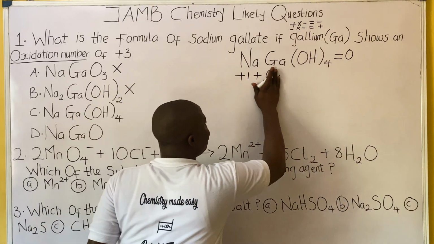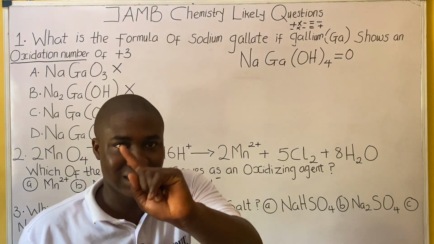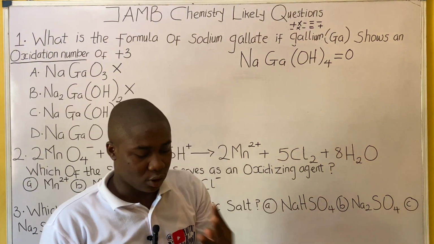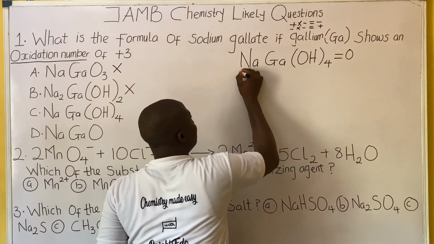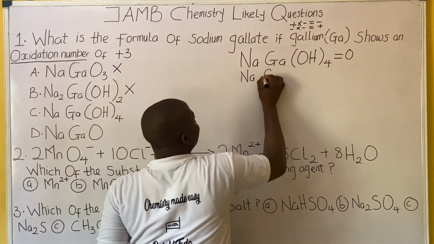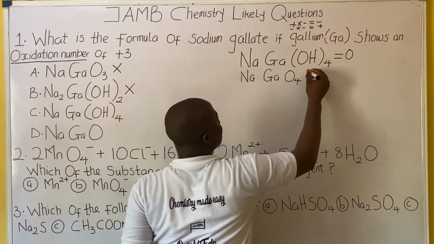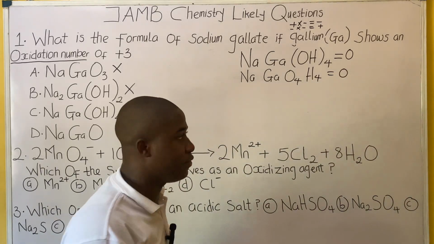Remember, what did I tell you? Before you actually do all of these things, make sure that you are writing the compound in a way that you understand and won't be hard. Though I can solve like this, since you are just coming up, it's very important for you to understand it step by step. So let's take it again. So rewriting this is going to be NaGa, O4, H4 is equal to 0. Do you understand? It's very simple.